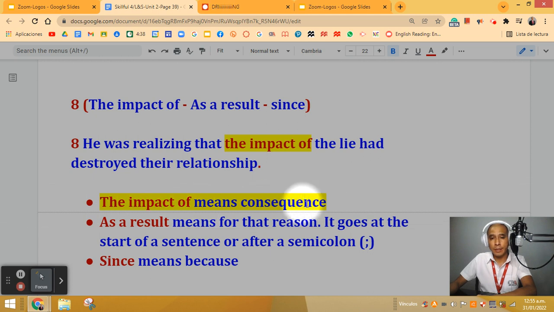The impact means consequence. The second, as a result, means for that reason. One of the characteristics is that it goes at the start of a sentence or after a semicolon. If you notice, in this case, it does not apply. And the last option, since, means because. But in this case, it's not the context.